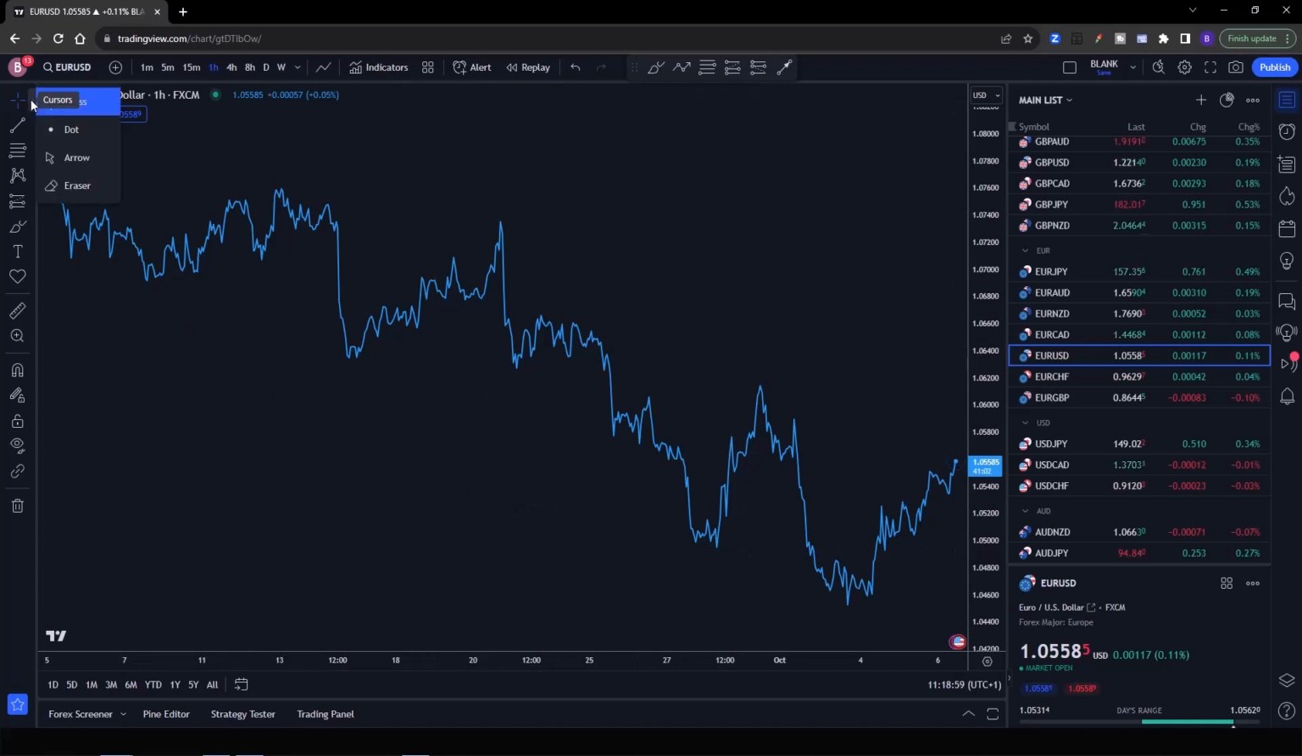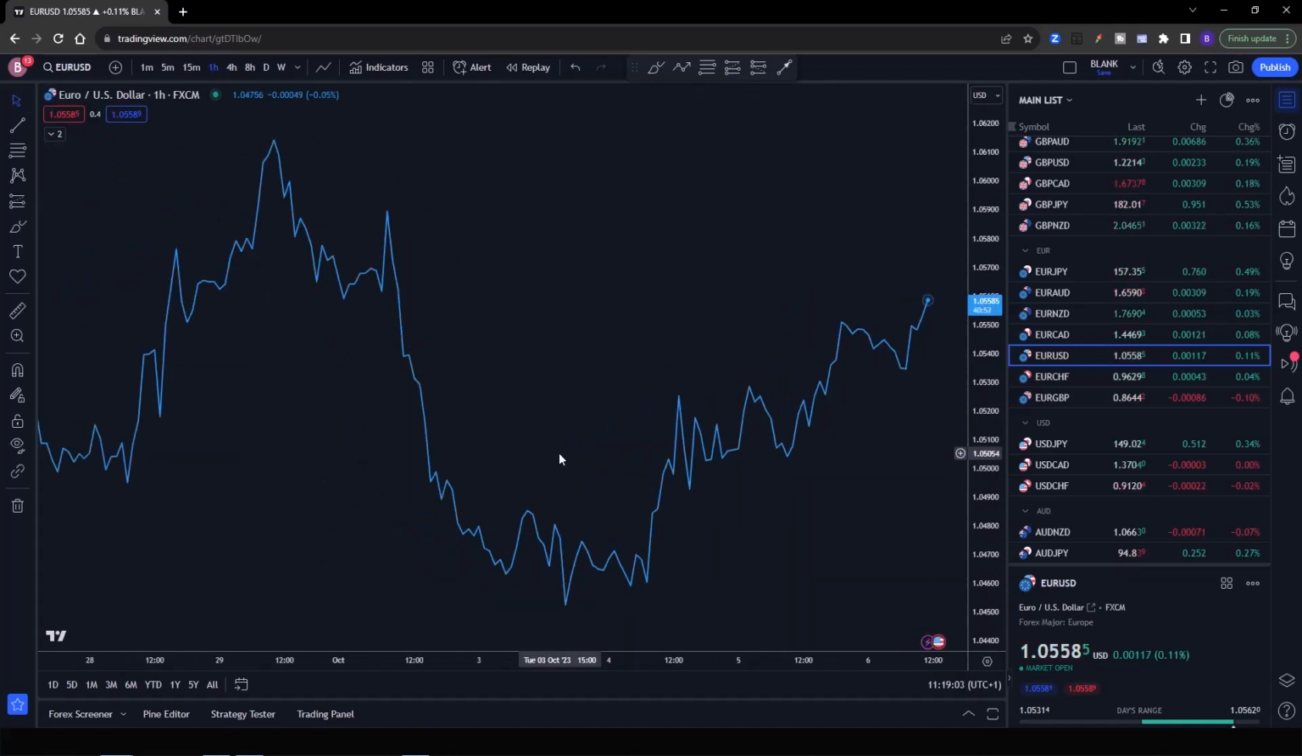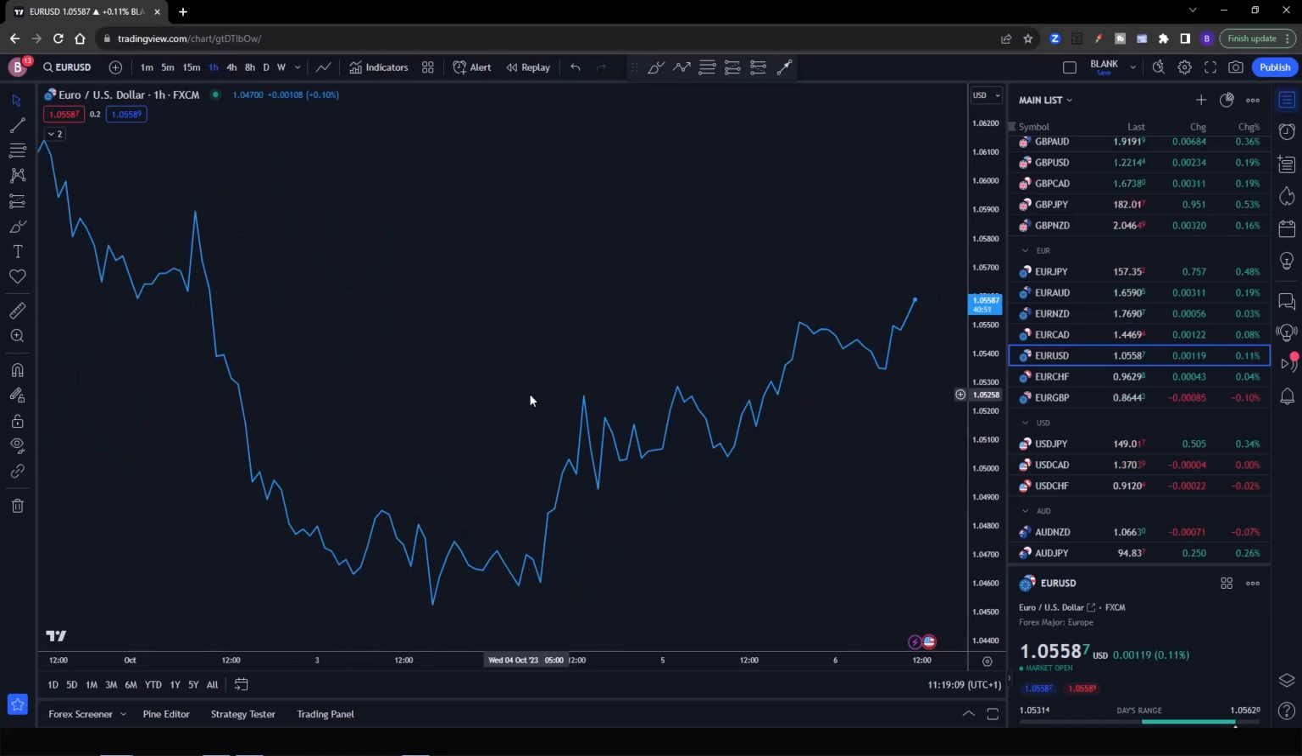So I use this to draw support and resistance rather than using a candle chart, because with a candle chart you're never sure whether or not to put your line on the wick or the body or the close, and there's lots of arguments around that. So this really simplifies it.